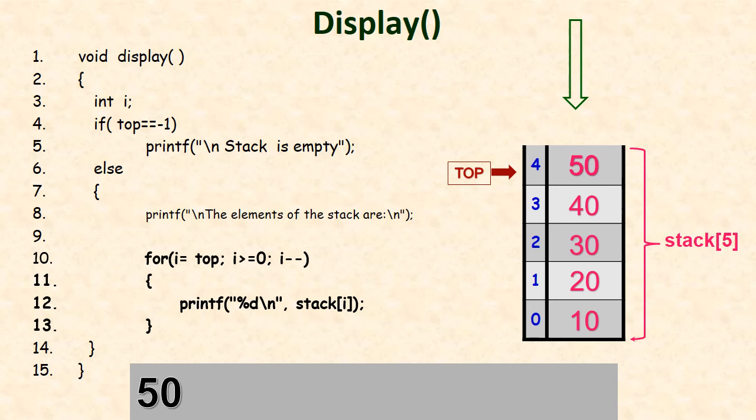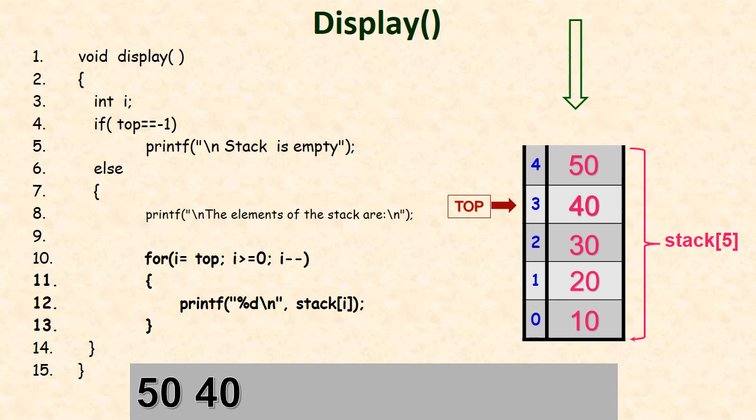So here top is 4 and 4 is assigned to I. Now the I value is 4, so stack of 4 is 50. 50 is displayed. Then what should I do? I have to decrement the index. That is why I have written I minus minus. Then the I value will be 3 now. Now you are displaying stack of I, so stack of 3 will be displayed.